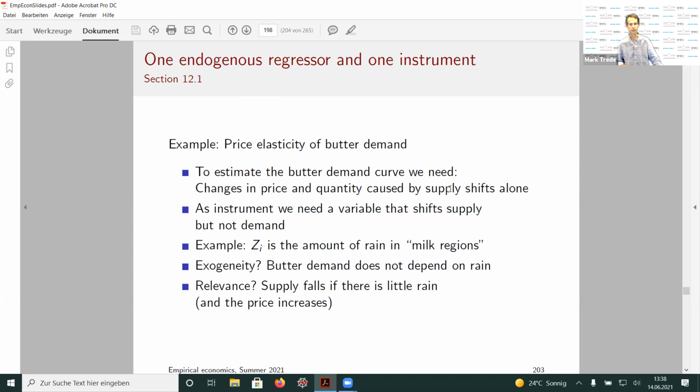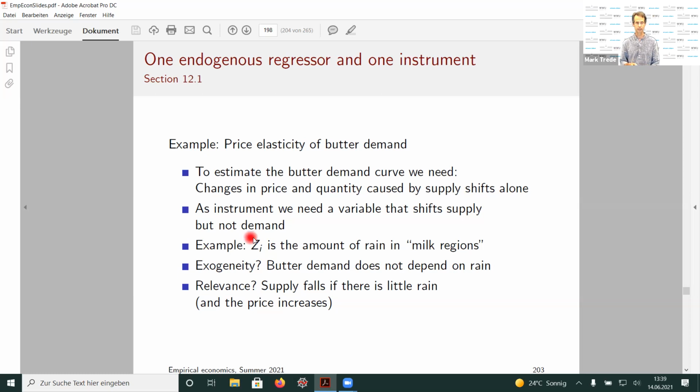So as an instrument here, we need a variable that shifts the supply curve, but not the demand curve. Because if that's the case, then we observe points that are on the demand curve. All right, that's the idea here. So if you were interested in the supply curve, then you would need an instrument that shifts the demand curve, but not the supply curve.